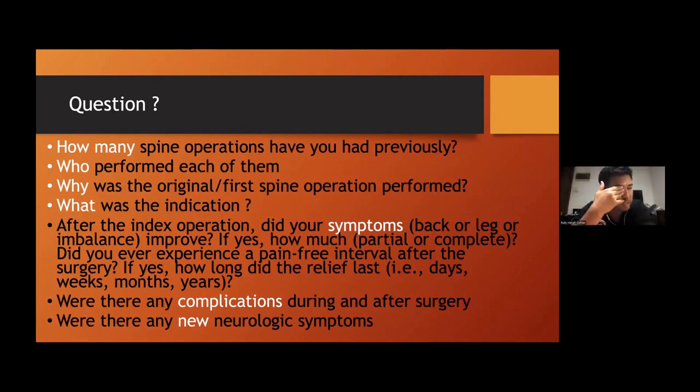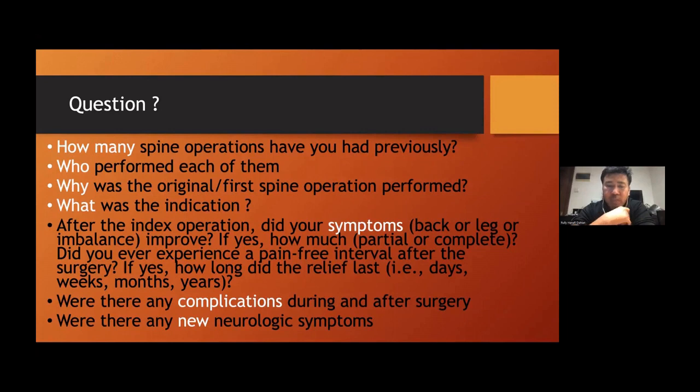Because sometimes we can receive a patient with more than one surgery before for the herniation. And who performed it is important, because we can talk with the surgeon, and we can avoid repeating what they did and make a different approach. And why was the original first spine operation done, I mean, what was the indication for the surgery? How about the symptom itself at the first time? Why did the patient have the surgery?